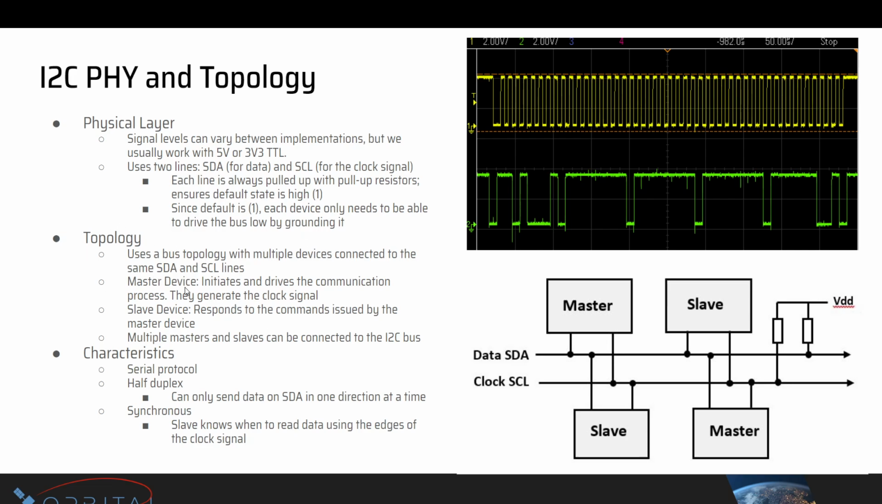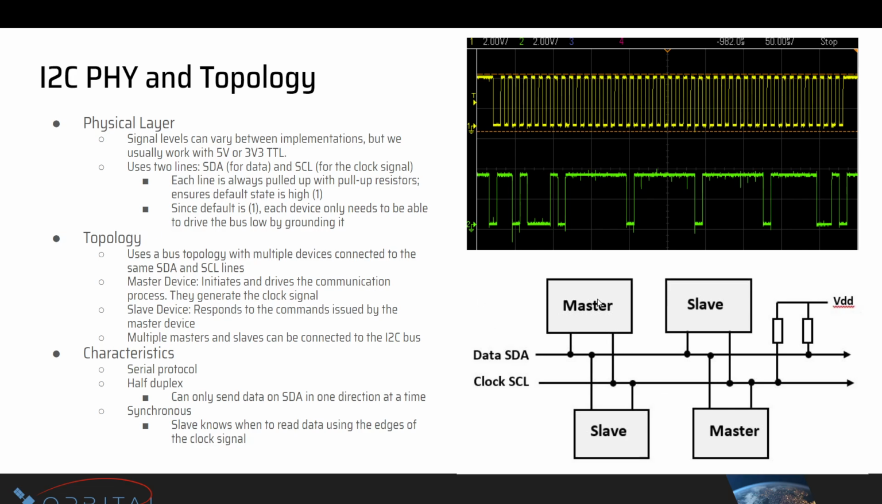And in terms of topology, like I mentioned, it uses a bus topology. You have the master device, which initiates and drives the communication, and the master is always the one that generates the clock signal. And then you have the slave, which responds to the commands that are sent by the master device. You can also have multiple masters and slaves connected to the I2C bus. You obviously need to make sure that multiple of them aren't trying to use it at the same time and conflicting with each other.